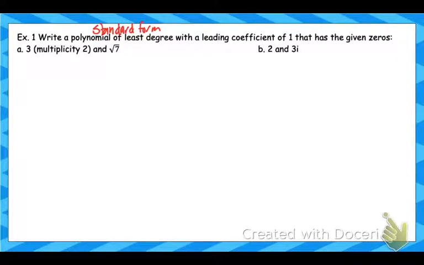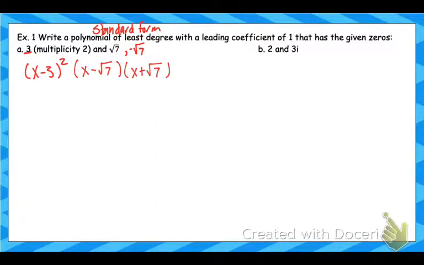In order to get it in standard form, we're going to start with our factored form. If 3 is a zero, then x minus 3 is a factor. Now this tells us the multiplicity is 2, which means that factor is squared. It also tells us the square root of 7 is a zero. Well, if the square root of 7 is a zero, so is the negative square root of 7. So one of our factors would be x minus the square root of 7, and one of those factors would be x plus the square root of 7.